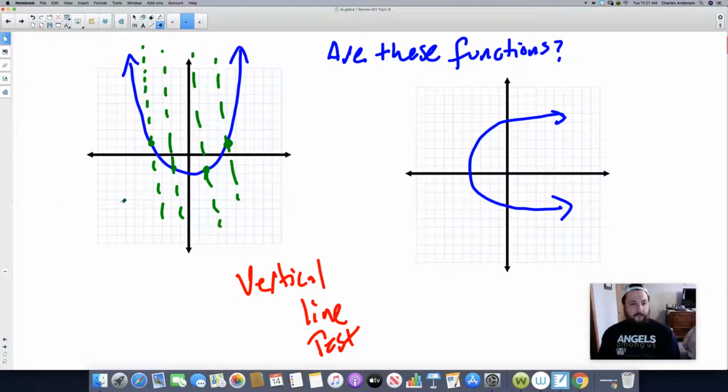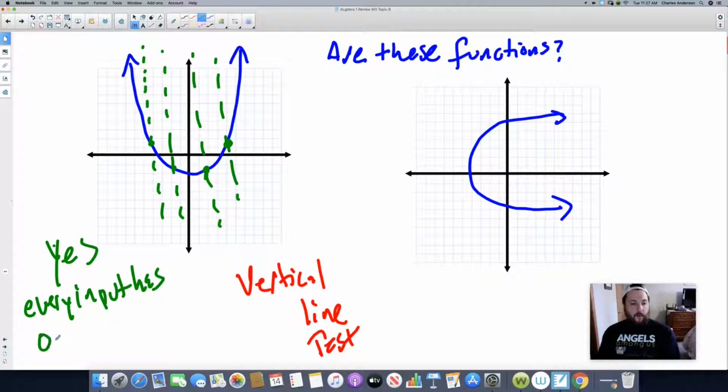So this is yes. Again, every input has one output. That's always your explanation. One output. There you go. All right, how about this one over here?